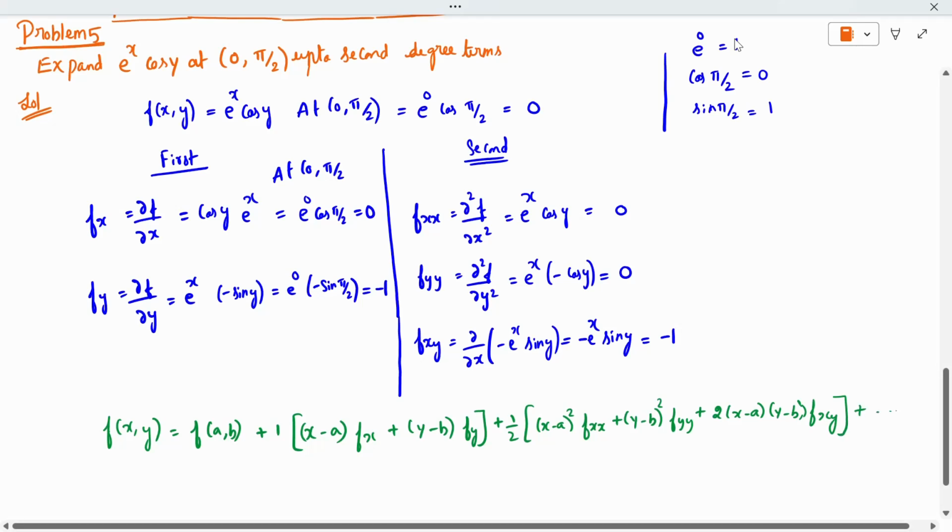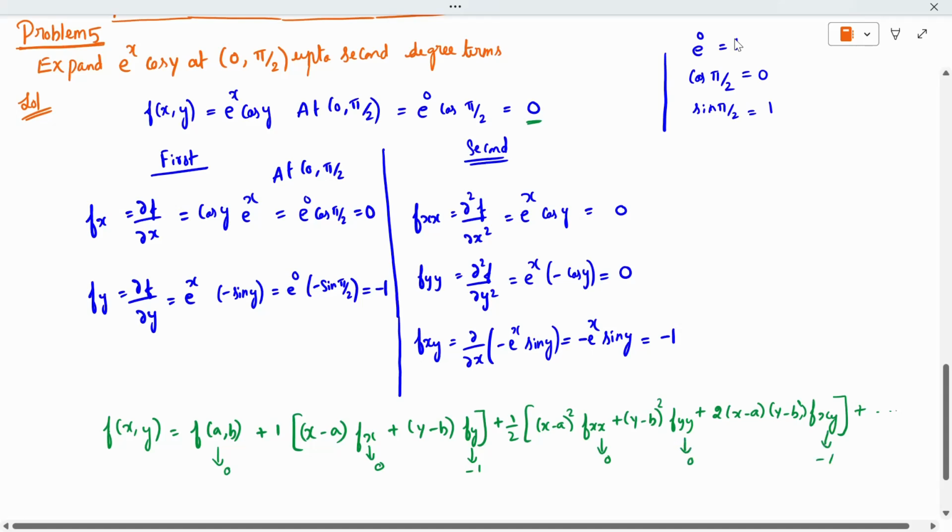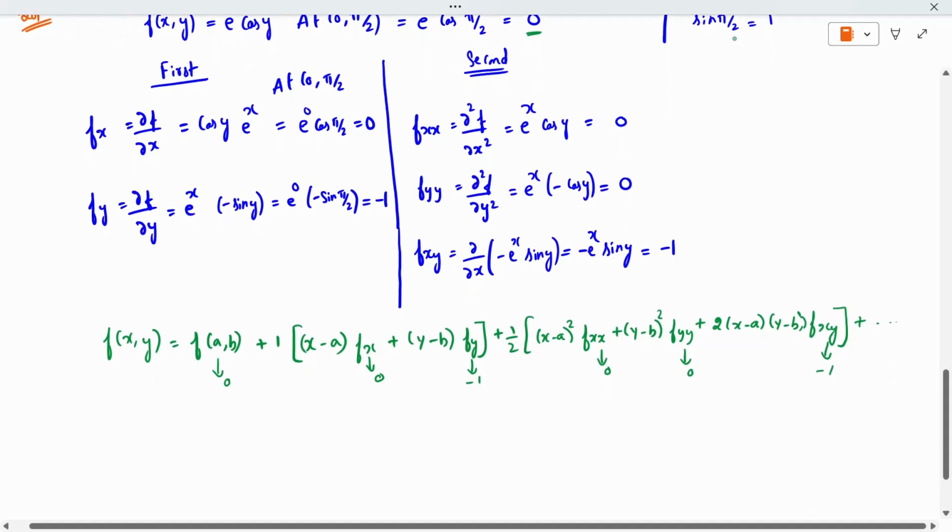Now substitute it. F of a comma b, already calculated, is 0. This fx is 0, any other thing is 0. F double x is also 0. Fy is minus 1, fyy is 0, fxy is minus 1. I will substitute in this. So when I substitute it, what answer will I be getting? Only in this I will be getting.